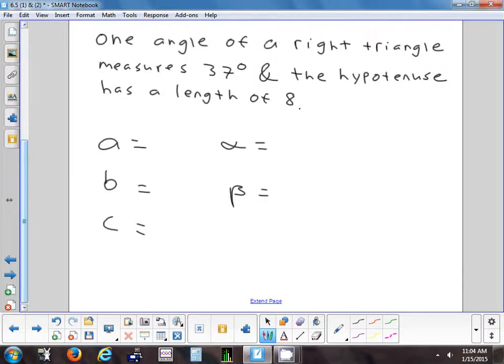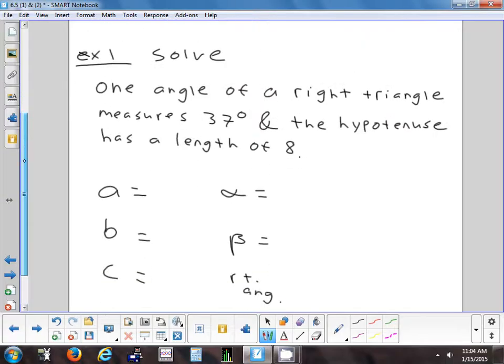Yeah, that's always your right angle. When we start studying triangles that are oblique, or non-right triangles, then we're going to have to give that a name. But in this case, it's the right angle. There's nothing to solve for there. Okay, let's fill in what we know.